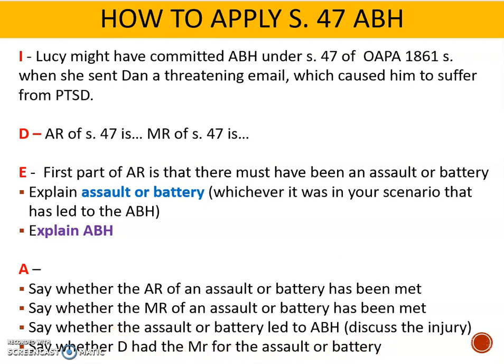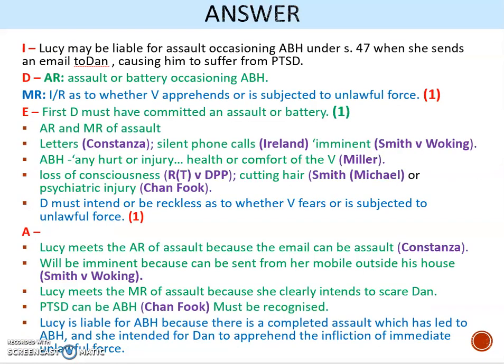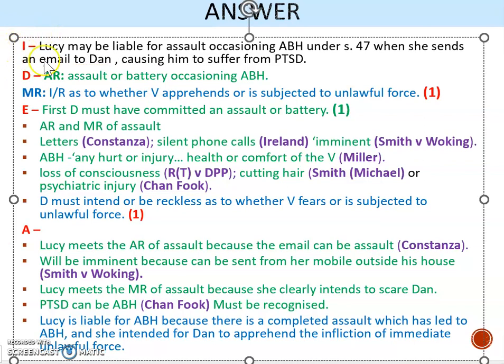Now, what I've done on the next slide, it's quite busy, I'm afraid, but I've gone through an abbreviated bullet point answer to that mini scenario. And you can see I've also highlighted the IDEA steps, the I, the D, the E and the A. And for ease, I've colour-coded it. So everything to do with actus reus is green, everything to do with mens rea is blue. So I, we already mentioned on the last slide, but that's the straightforward bit.